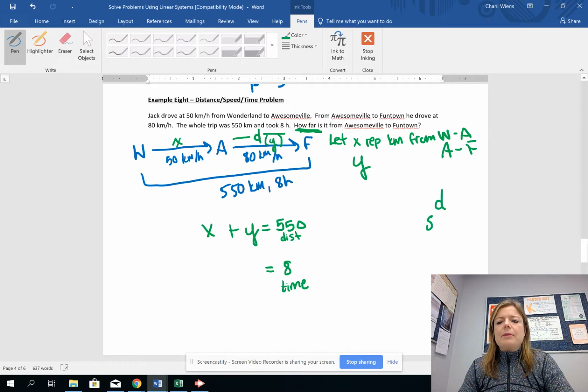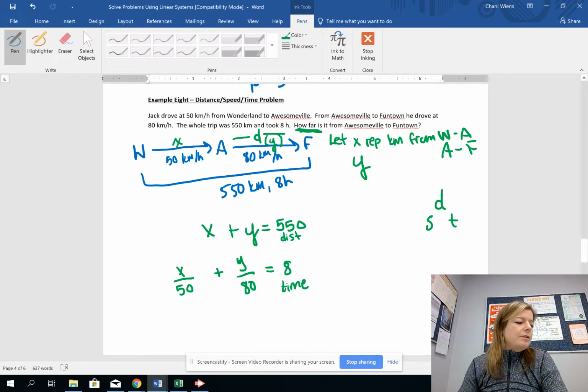Now, the problem here is that we have time, and we aren't given how much time there is. But we remember that time is equal to distance divided by speed. So the distance from Wonderland to Awesomeville is x, and the speed is 50. Then the distance from Awesomeville to Funtown is y, and the speed is 80. So these individual things represent time, since time is distance over speed. So now we have our two equations with our two unknowns.